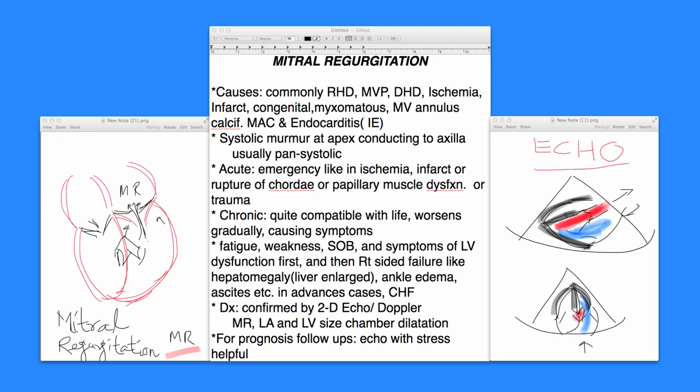Chronic mitral regurgitation is more compatible with life, and the other causes that I've just enumerated are myxomatous degeneration, mitral valve prolapse syndrome, and Marfan syndrome, in very tall individuals who have mitral valve as well as aortic valve predisposing factors for regurgitations. Then there is the calcification that occurs on these valve annuli.